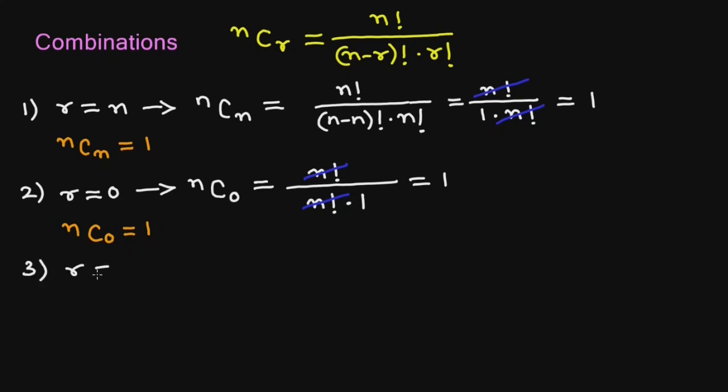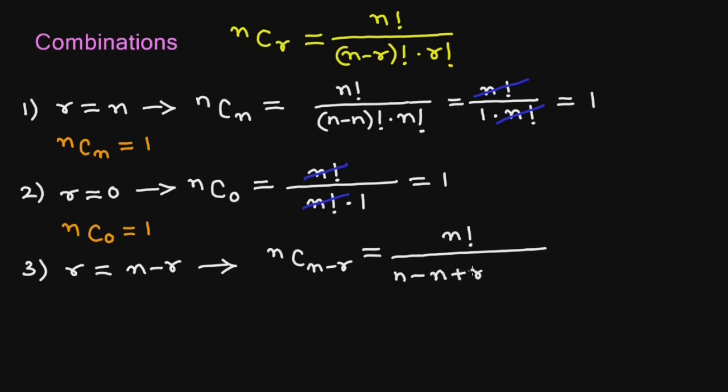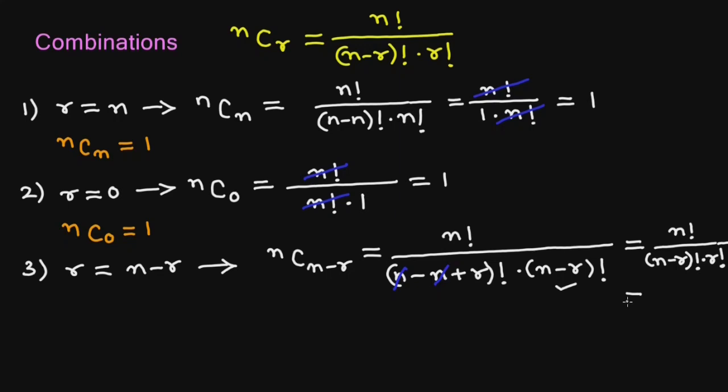Number 3, if r equals n minus r, then the formula becomes nC(n minus r), which is n factorial upon n minus n plus r factorial into n minus r factorial, which is n factorial upon n minus r factorial, since n minus n will be 0, into r factorial, which is same as nCr. So we get nC(n minus r) equals nCr.